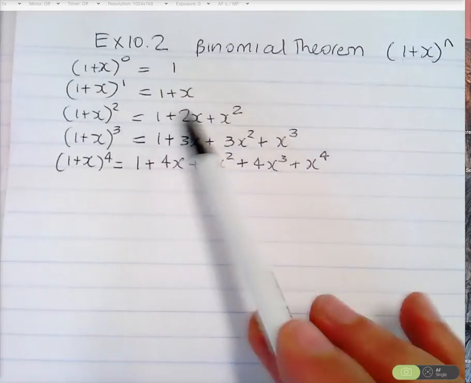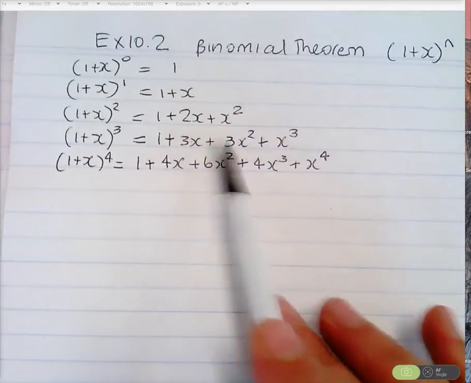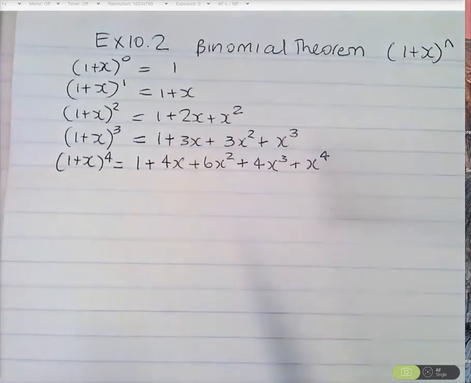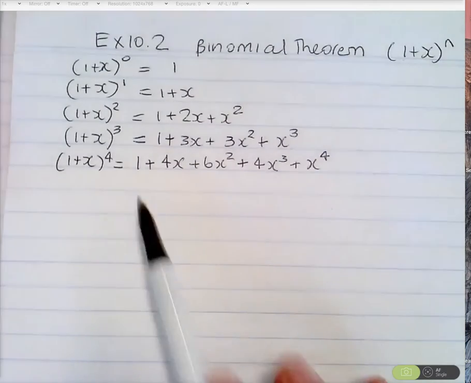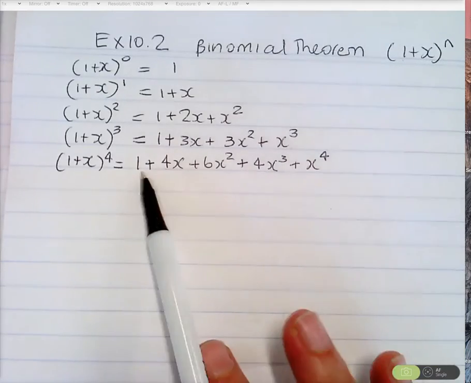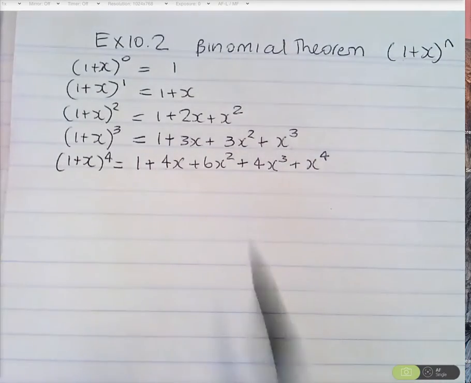1, 1, 1, 1, 2, 1, 1, 3, 3, 1, 1, 4, 6, 4, 1. What do you notice about them? Symmetrical. They're like palindromes in a way. You read them the same forwards as backwards. So the coefficients are symmetrical. You read it the same forwards and backwards, okay?